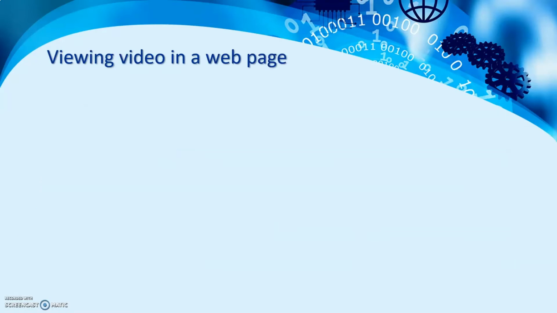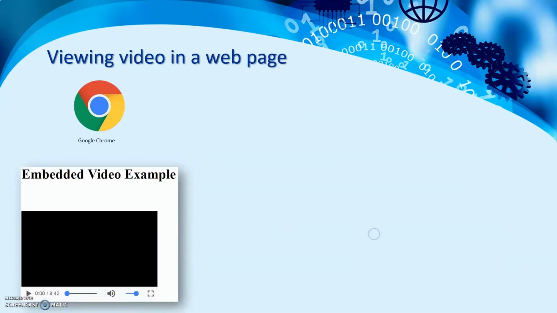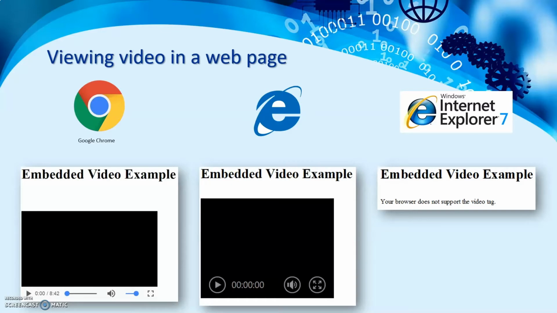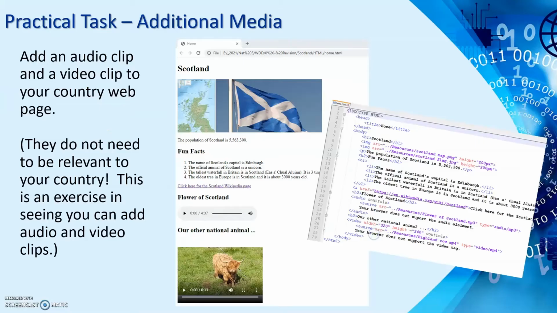Viewing the video in the web page in Google Chrome, you're going to see something like that. If you were in Internet Explorer, you'll see something like this. And once again, if you're still stuck in Internet Explorer version 7, you're going to get the error message popping up. Now, your first practical task is that you're going to add an audio clip and a video clip to your country web page.